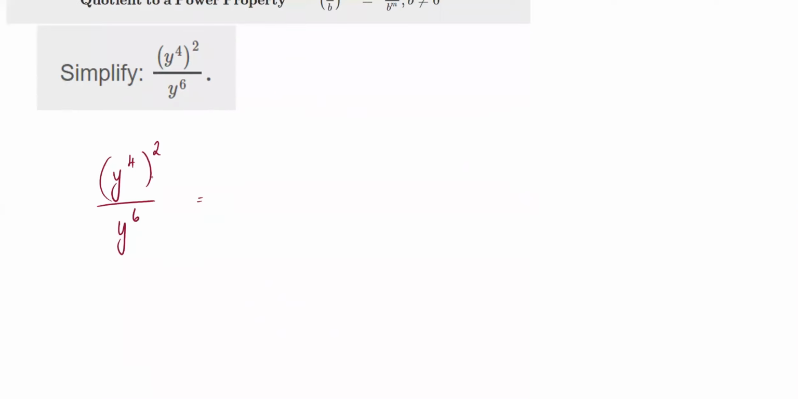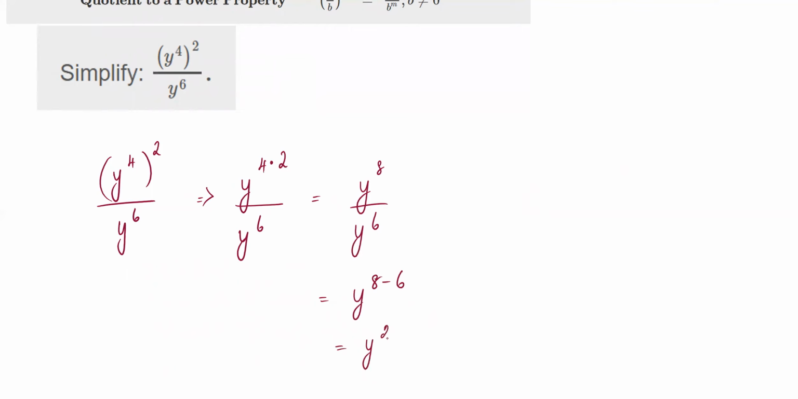Okay. So here I see the powers stacked up. So I make it as 4 times 2 over y power 6. And that's going to be y power 4 times 2 is 8 over y power 6. So that's my first step. The next step is I see that the power on the top is bigger. So I'm going to combine the powers on the top, 8 minus 6, which is y power 2. I box the answer.